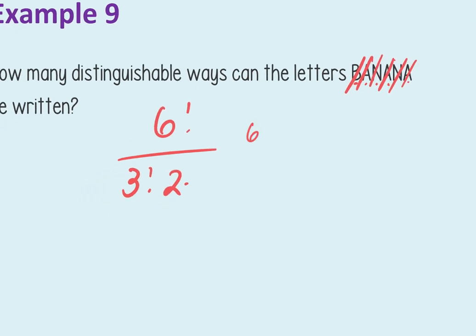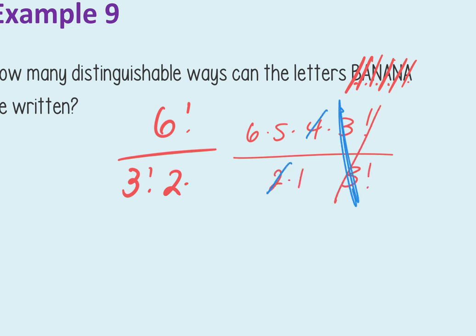So this would be 6 times 5 times 4 times 3. Those are going to cancel. And then 2 times 1. So the 3's are gone. 2 goes into 4 twice. And it's 6 times 5 times 2, or 60.